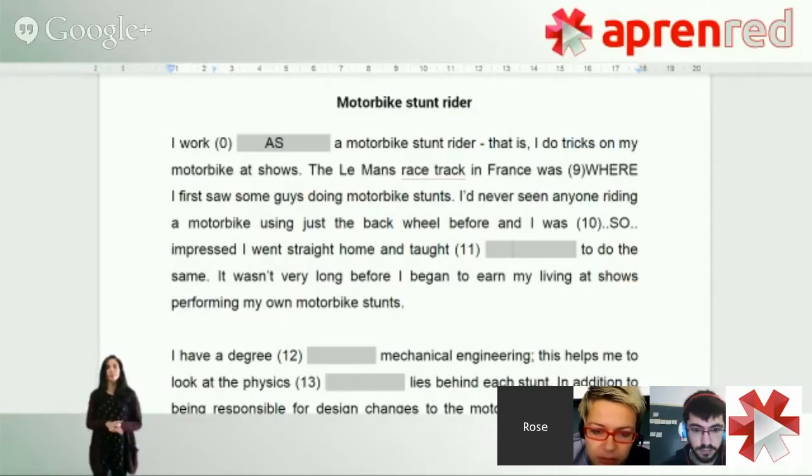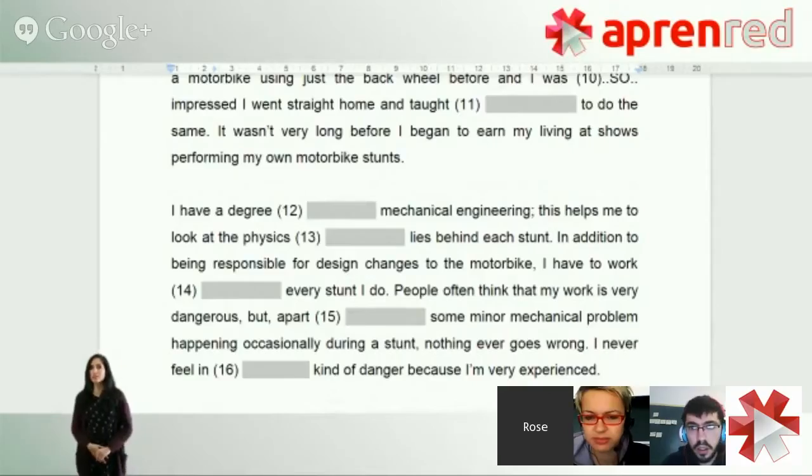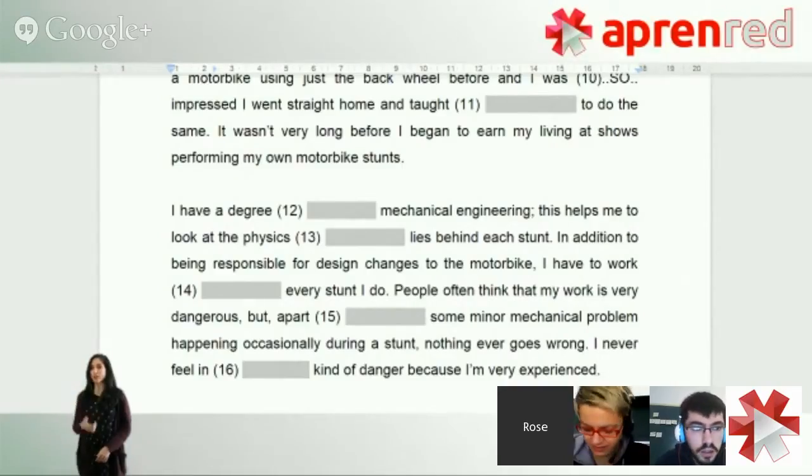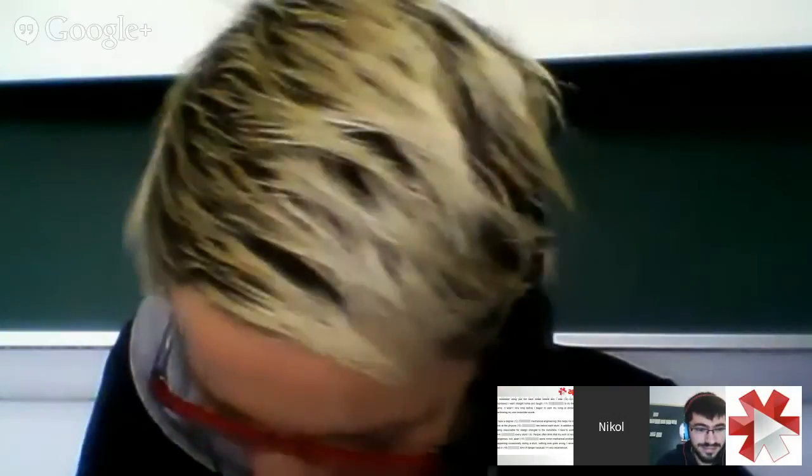Okay. If you can scroll down, please. Yes, can you scroll down, please, Gabby? So there is another sentence we didn't read. The last one was to do the same, 11. It wasn't very long before. Yes, I read that already. Okay, sorry. No problem.